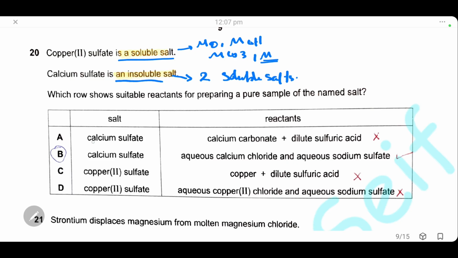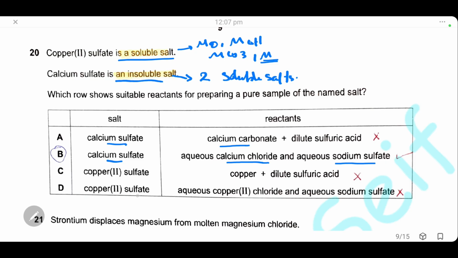So here we have calcium sulfate, which is insoluble. So the method of preparation is mixing two aqueous solutions, not reacting calcium carbonate with the acid. So this statement is wrong. Calcium sulfate can be prepared by mixing aqueous calcium chloride, which is soluble, with aqueous sodium sulfate. So statement 2 is correct. To prepare copper sulfate, we can react copper with dilute hydrochloric acid? No, because copper is below hydrogen in the reactivity series. So C is wrong.